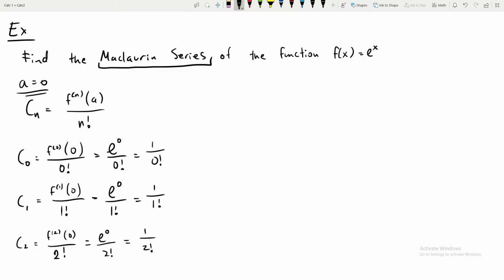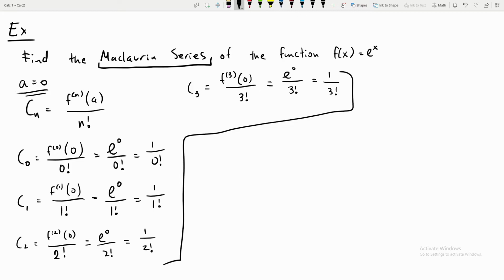Now you can start seeing the pattern, but I'm going to go ahead and do c3 over here. So we're going to compute the third derivative of this function at 0 and divide it by 3 factorial. Again, the third derivative of e to the x is just e to the x, so it'll be e to the 0. And then we divide by 3 factorial, and this is going to be 1 over 3 factorial. Now let's write out the terms that we have.